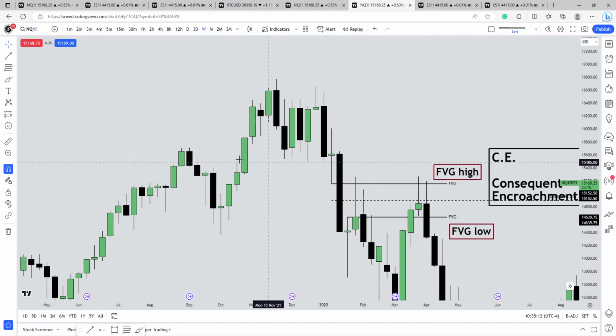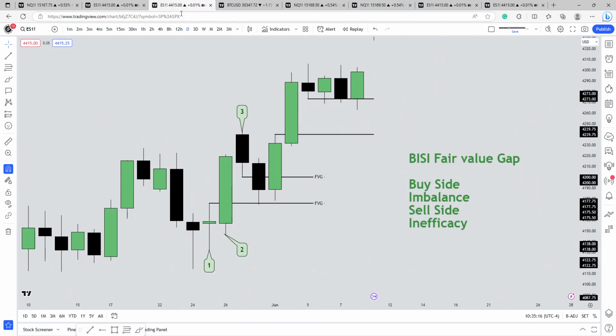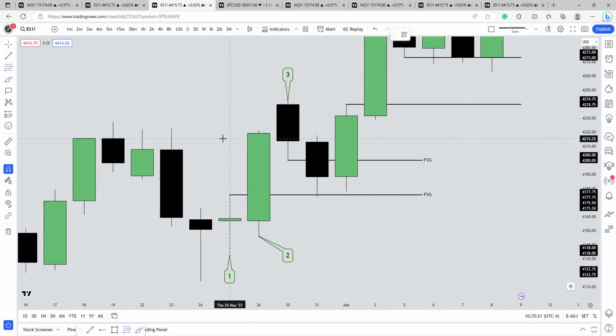So now if we were to apply that same idea to a bullish fair value gap, let's take a look at another example over here. If we were to draw it from the, it doesn't really matter where you draw it from.